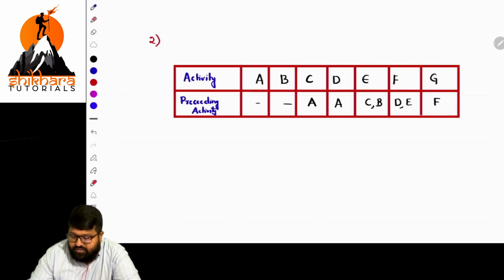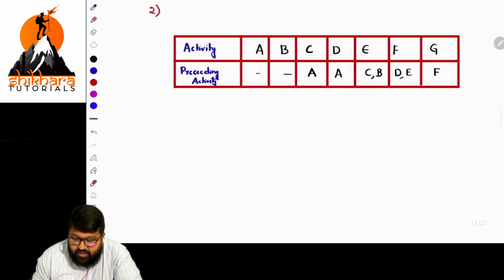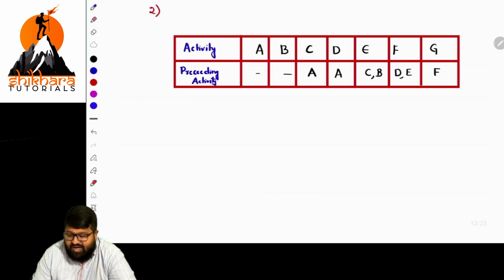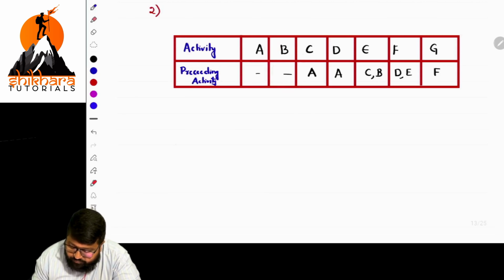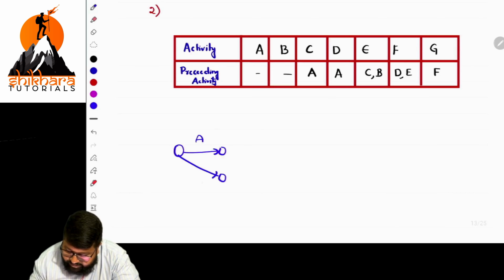Shall we do it, ma'am? Sir, normally in this case, he gave two activities. What are those two activities, ma'am? First one, A, there is nothing preceding. B, also there is nothing preceding. So they are concurrent activities. They are starting simultaneously. So in this case, it is A and it is B.